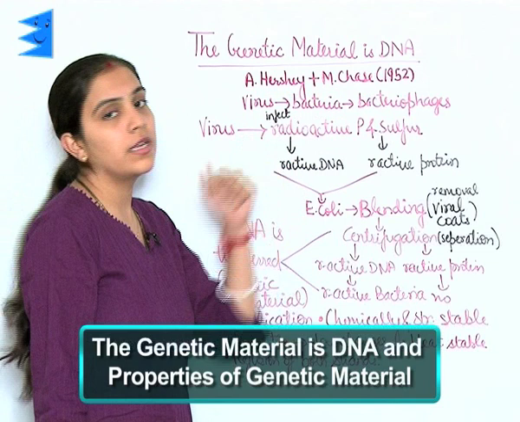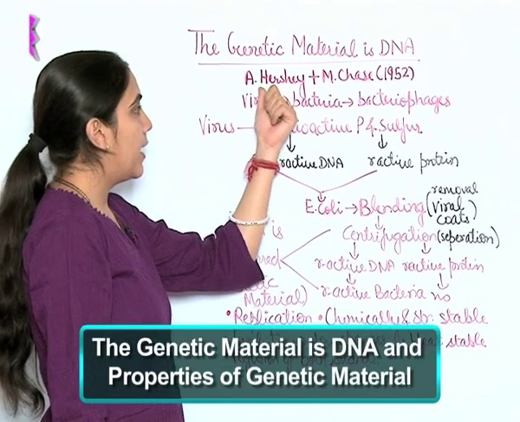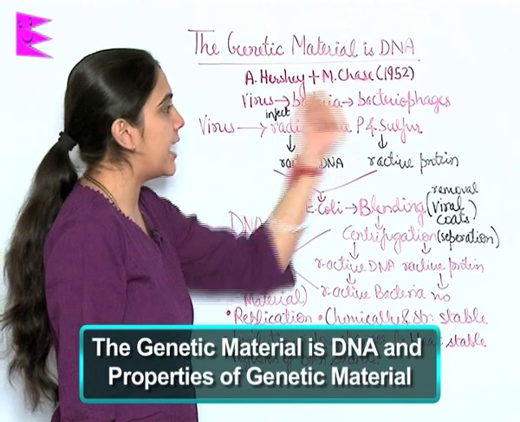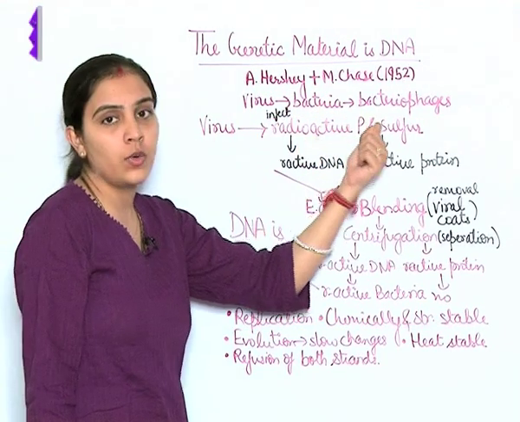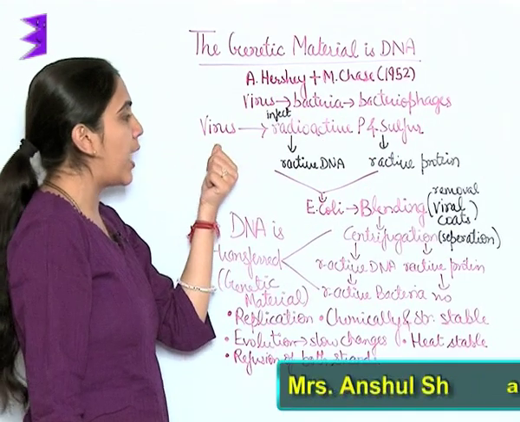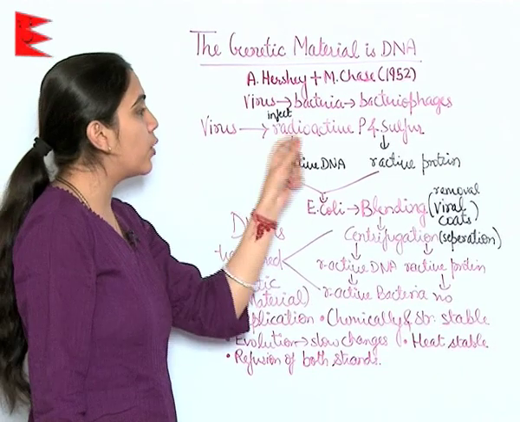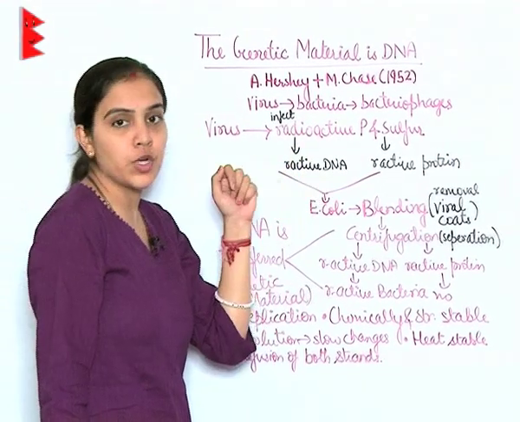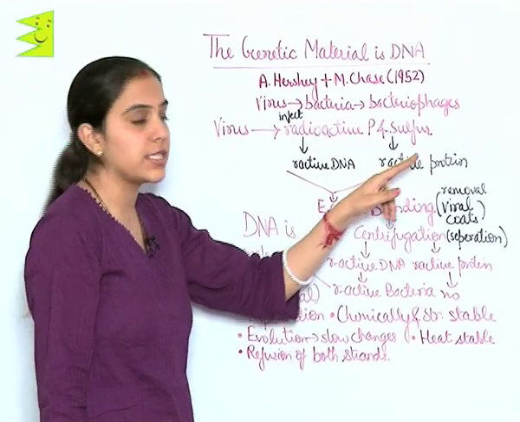That the genetic material is DNA was later proved by A. Hershey and M. Chase in 1952. Viruses which infect bacteria are known as bacteriophages. What they did was grow some of these viruses on a medium containing radioactive phosphorus and others on a medium containing radioactive sulfur.